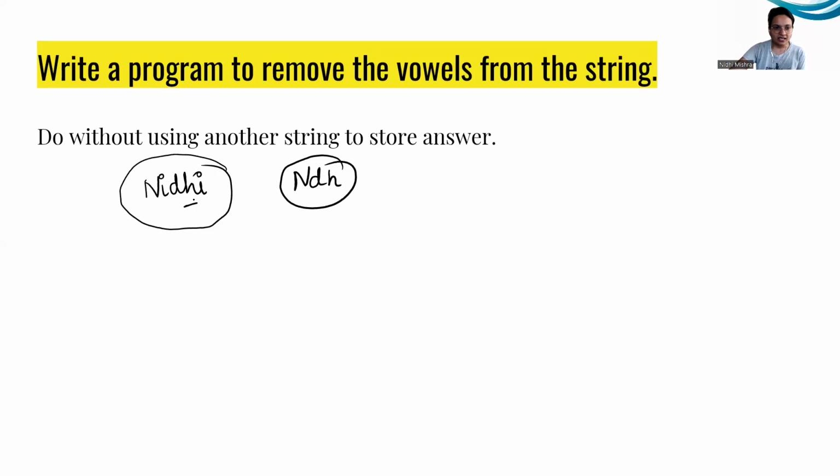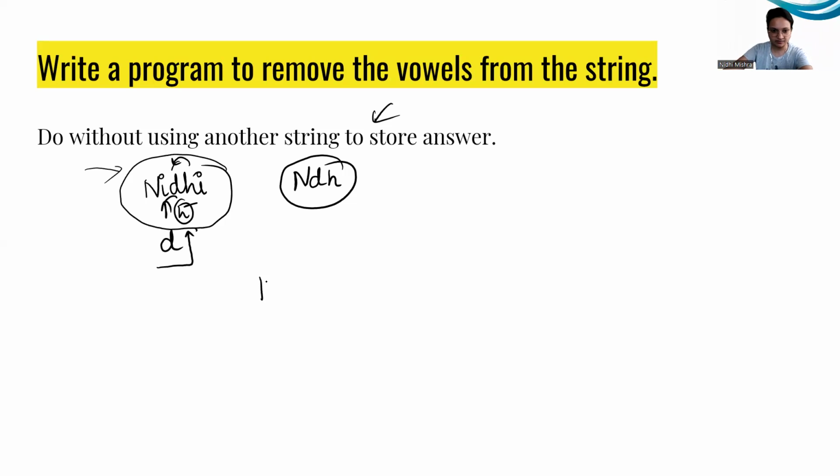What we will do: at this place I will put D, and at this place I will put H, and I will count the index. So basically I have to modify this original string. I can't take another string. Remember? Okay. So I have to do the changes in this string only.